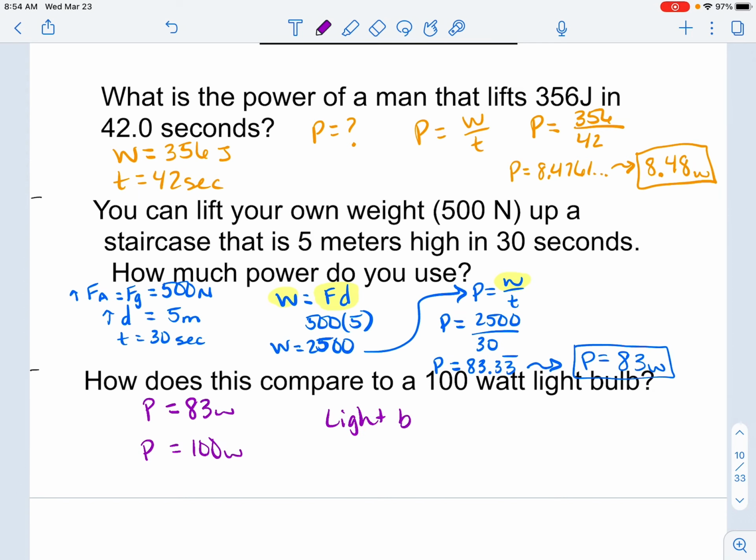So the light bulb is more powerful. That is the answer. Okay?